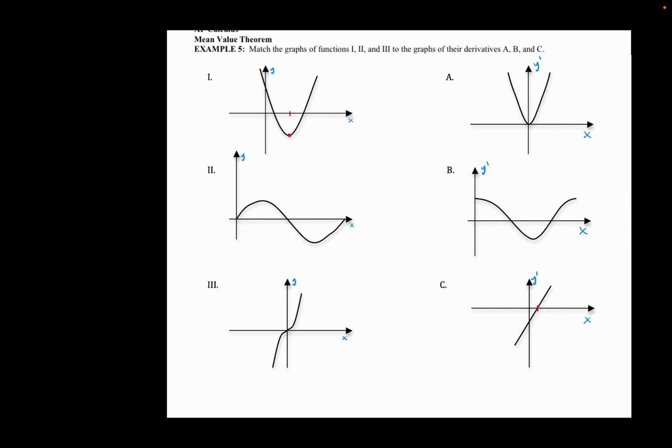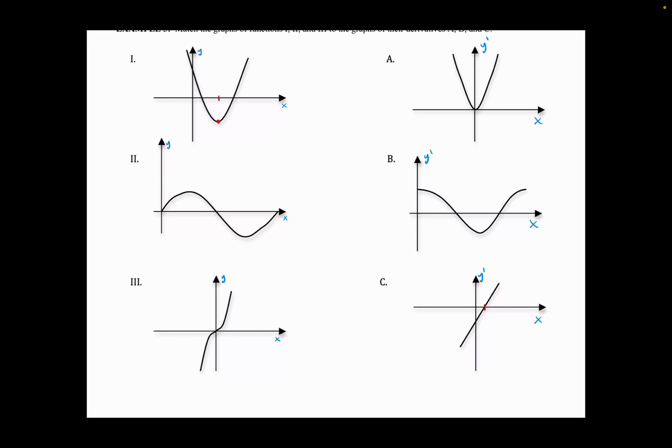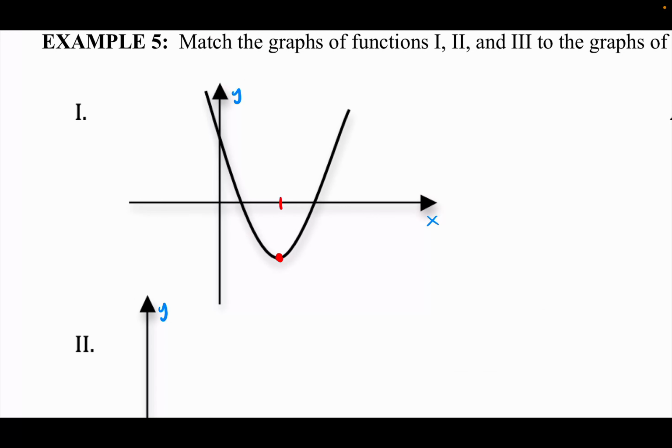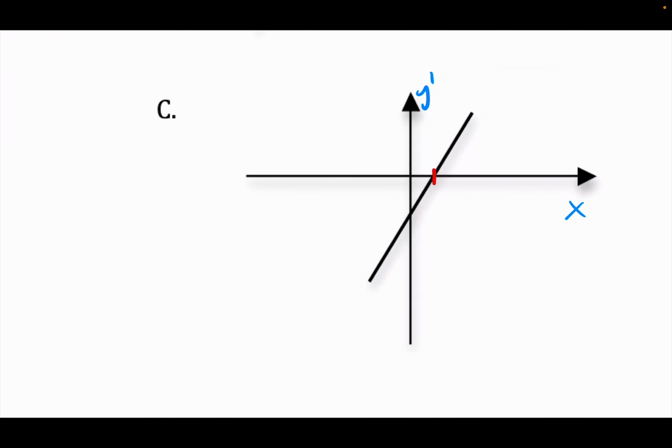Right? So the hardest part about this is not thinking about A, B, and C as graphs of x and y. They're not x and y, they're x and y prime, because this is a graph of all of the derivatives. So this one is going to reflect where the derivatives are. We said the derivative is 0, so on the other graph I should have something cross the x-axis there. C is the closest one.